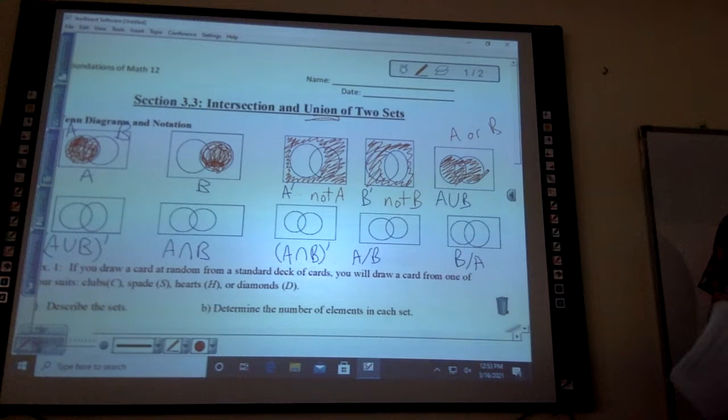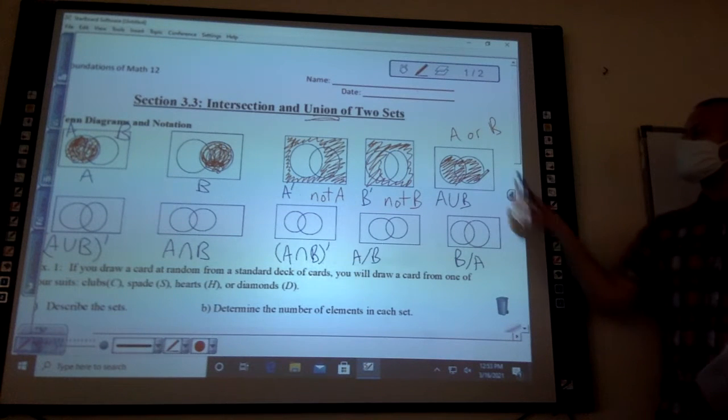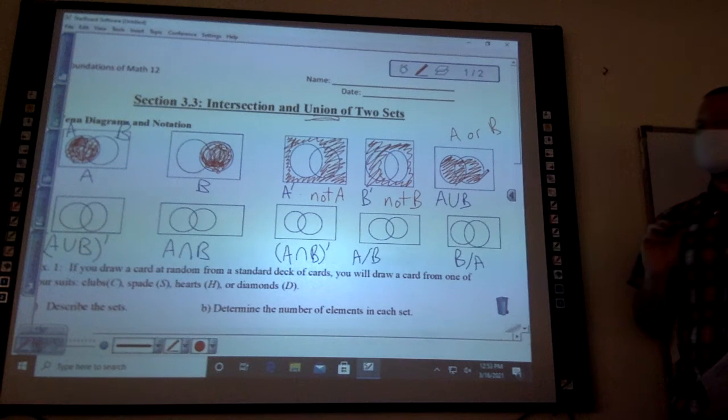Nope, because that refers to A. There's something else we're going to talk about that's just the A region. We're going to get there. So this means A or B.